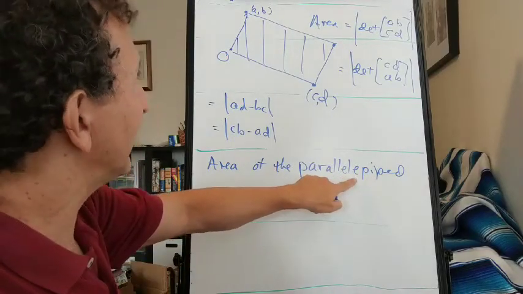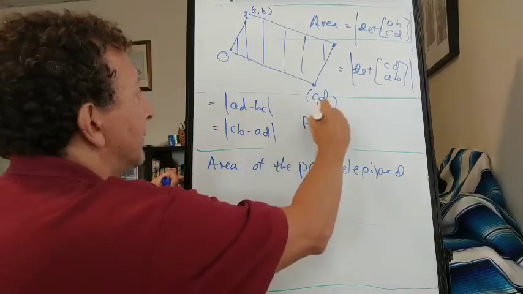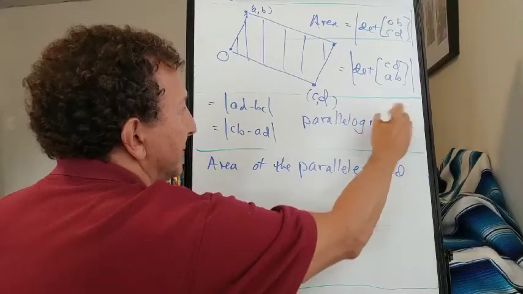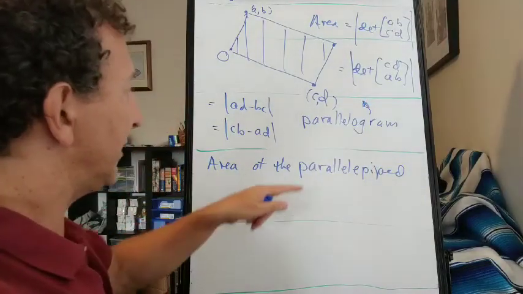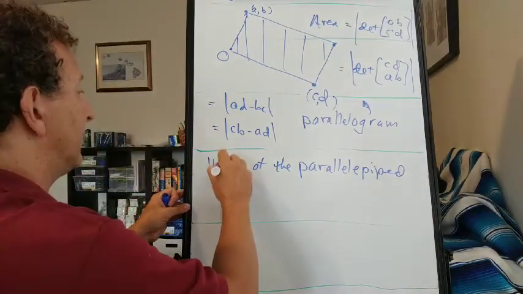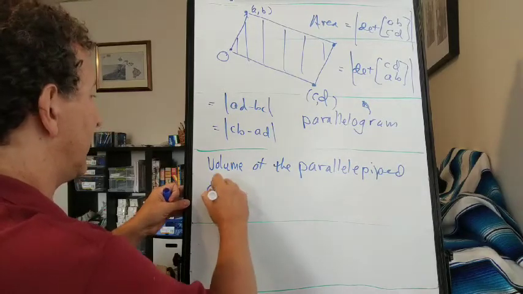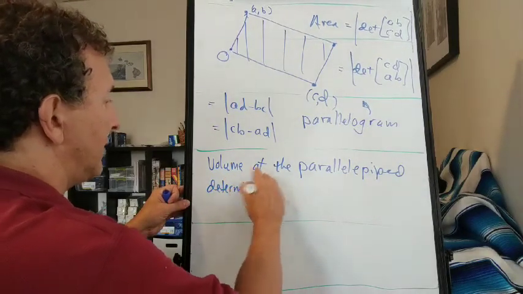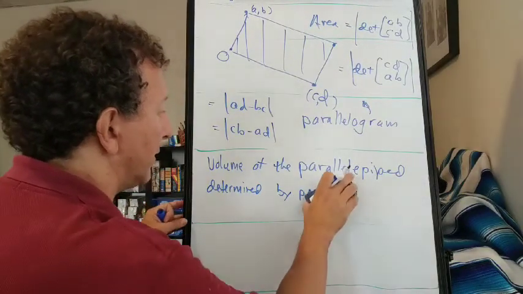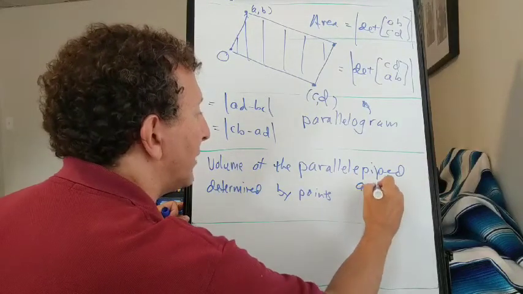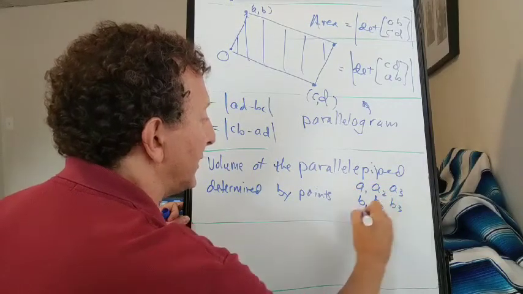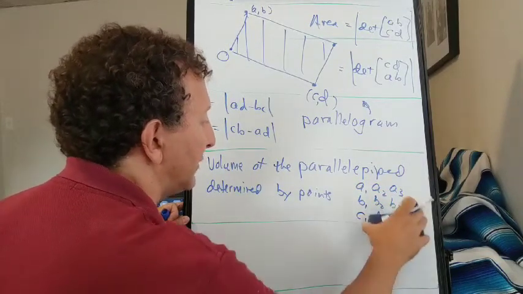which has an E after parallel as opposed to parallelogram, which has an O after the parallel. So the area, the volume of the parallelepiped, because this is a 3-dimensional figure, determined by points A1, A2, A3, B1, B2, B3, C1, C2, C3.